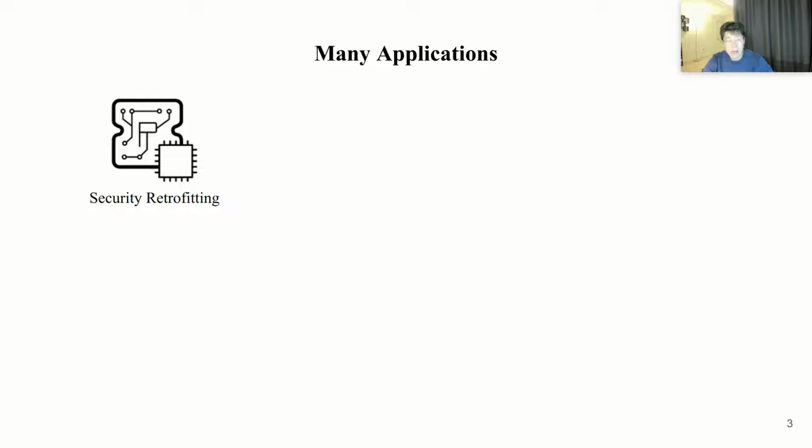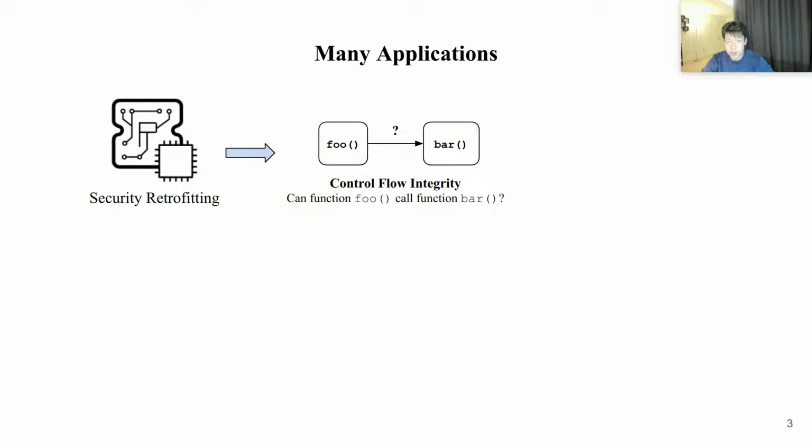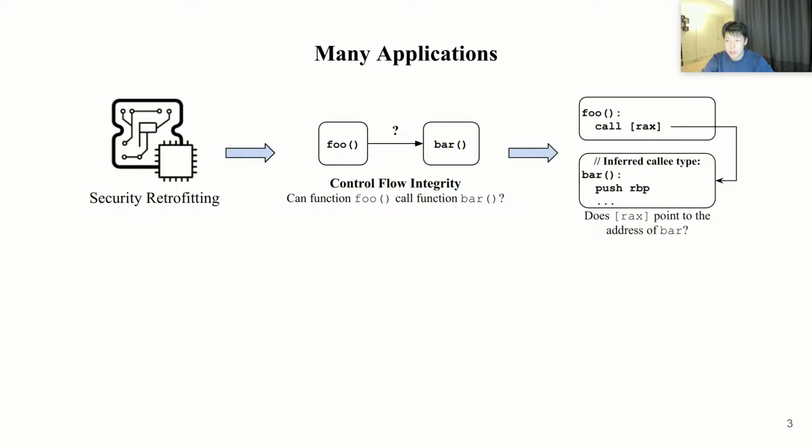Memory dependence analysis has many applications. For example, we often have to retrofit security defenses at the binary level, such as control flow integrity. The key question here is to mark whether one function can call the other functions when there are indirect calls. In such a case, we need to identify whether an indirect function call can point to the address of some functions.